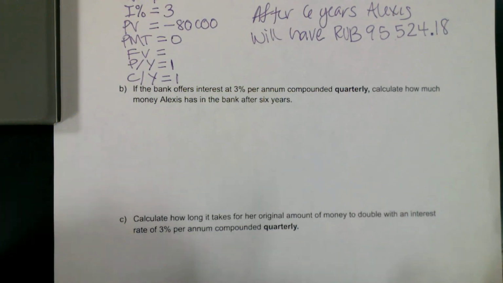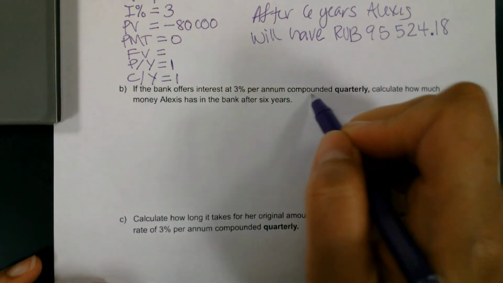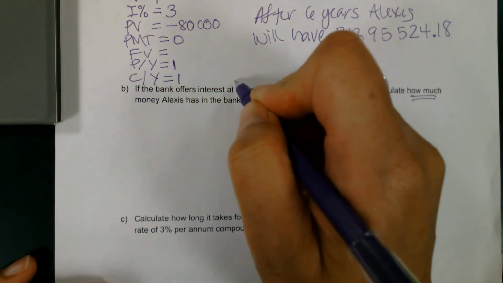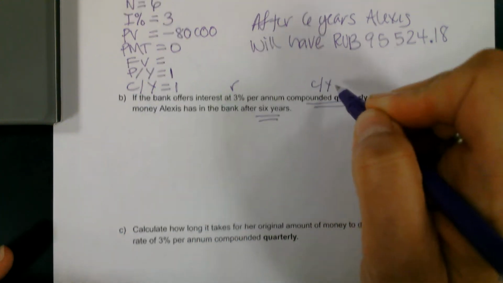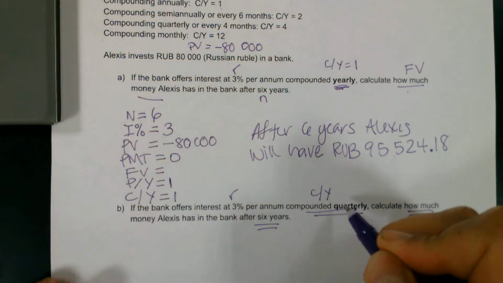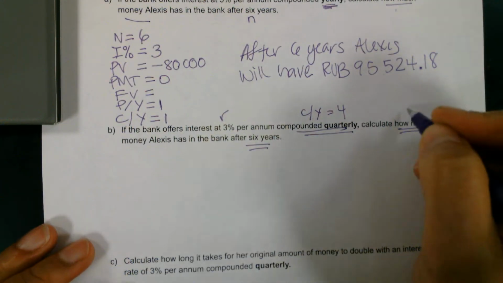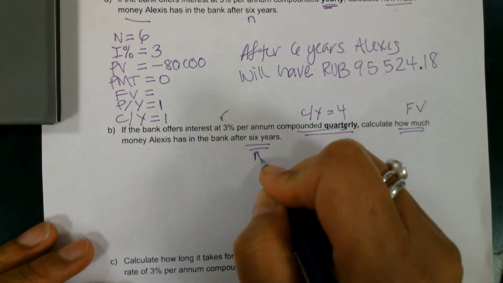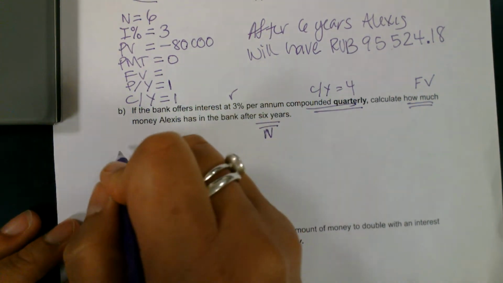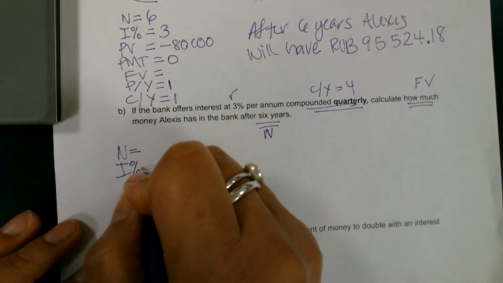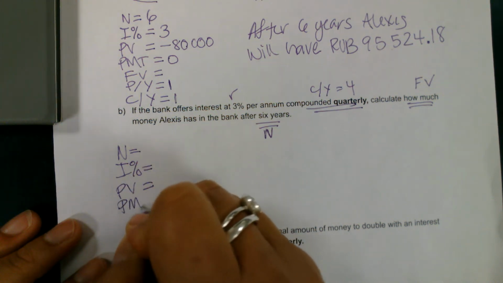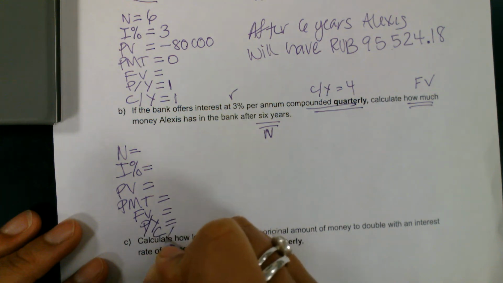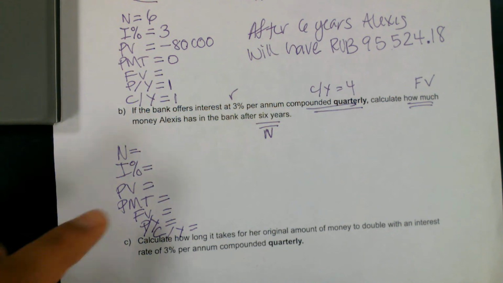Part B, if the bank offers interest at 3% per year compounded quarterly, calculate how much money she has after 6 years. So here's our rate, compounded quarterly. If we go back, quarterly is every 4 months, so 4. Calculate how much we're looking for, future value, and n is going to be 6 for our number of years. So let's write down our menu again. N equals, I% equals, PV equals, PMT equals, FV equals, PY equals, and I wrote way too big, CY equals, so I should have started up a little bit.